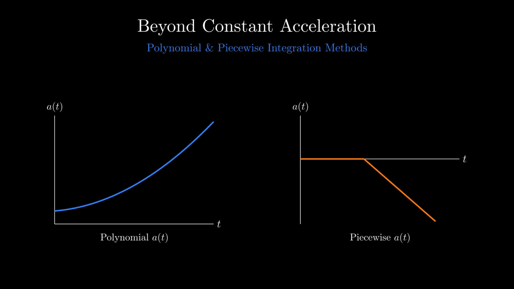This video walks through two complete problems: a polynomial acceleration integrated twice to find velocity and position, then a piecewise braking scenario where a bicycle catches a decelerating car.